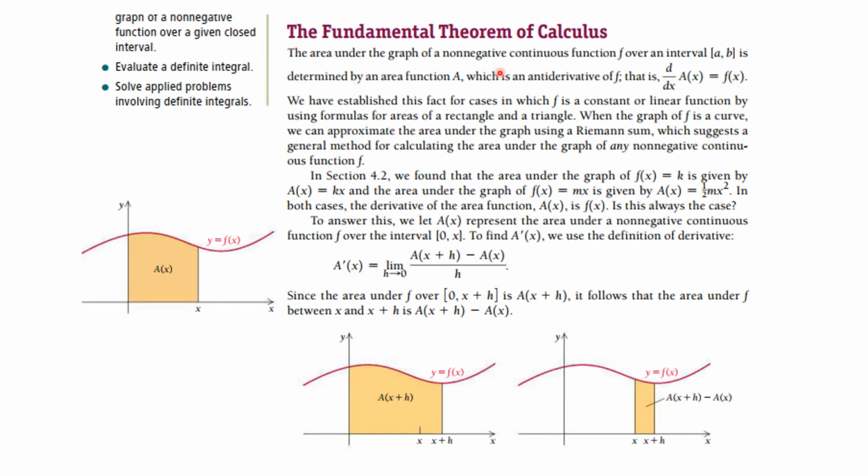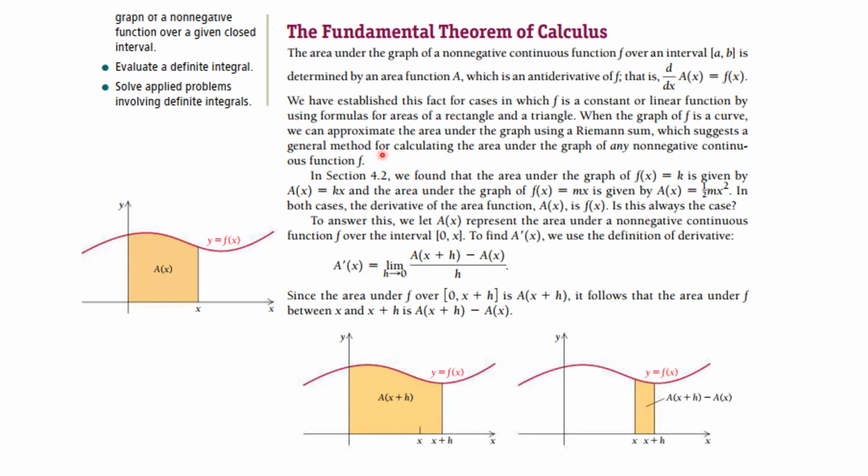The area under the graph of a non-negative continuous function f over an interval [a, b] is determined by an area function A. And here's a picture of what they're talking about, which we found in the last section is an antiderivative of f. That is, the derivative with respect to x of A(x) is equal to f(x). Now we have established this fact for cases where f was a constant in the last section and f was a linear function using formulas for area.